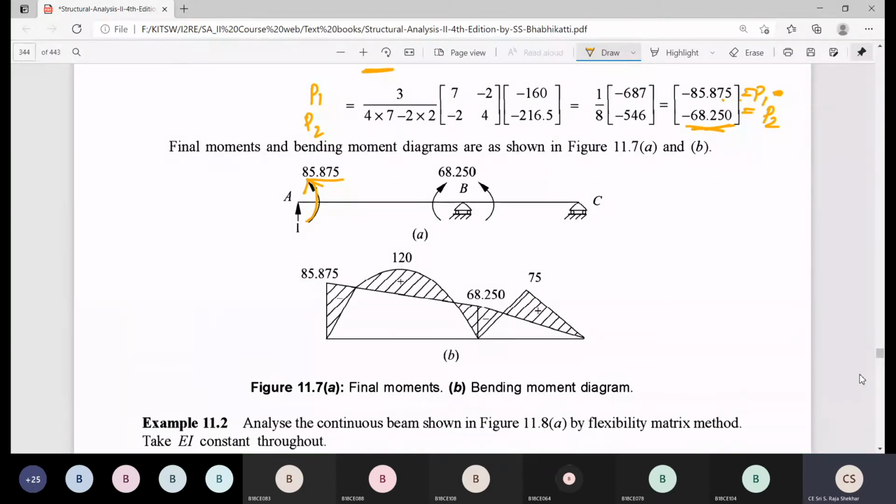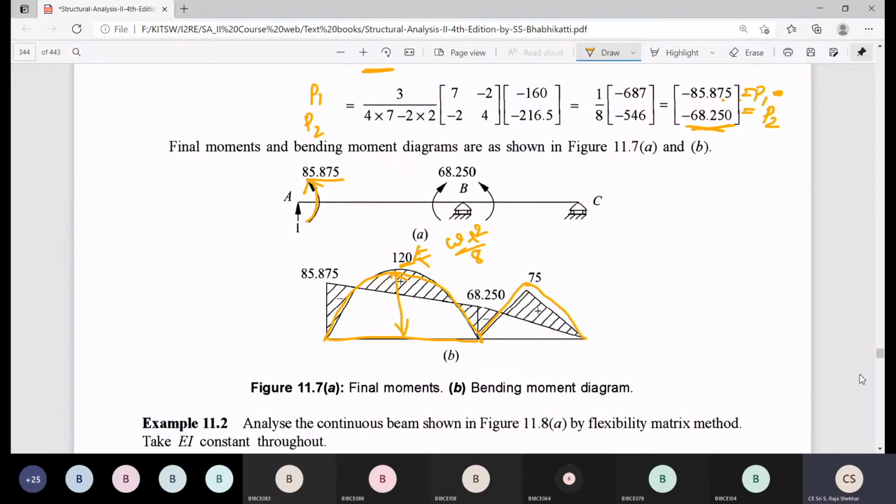How to draw the bending moment diagram? Let's draw the free bending moment diagram due to applied load. For the first span, a uniformly distributed load is acting. For uniformly distributed loading, the maximum bending moment occurs at the center. The maximum bending moment will be equal to WL square by 8. If you calculate it, you will get 120 kilonewton meter. For the second span, a point load is acting. If you calculate the maximum ordinate of bending moment, you will get 75 kilonewton meter.